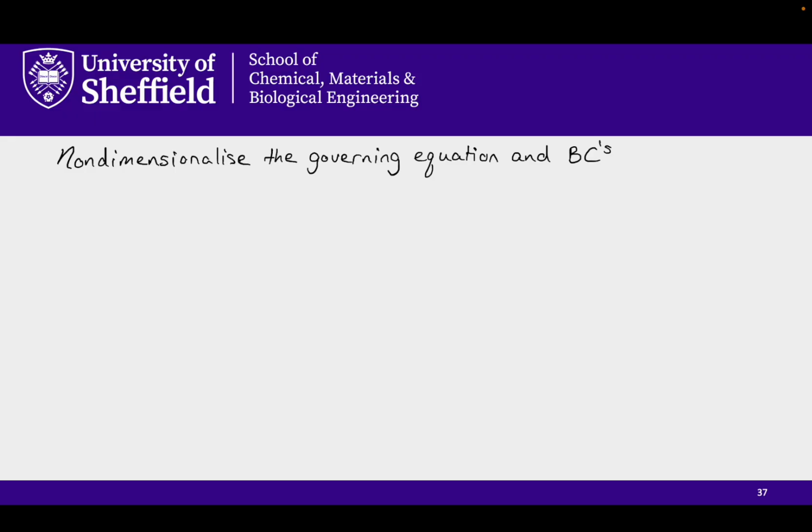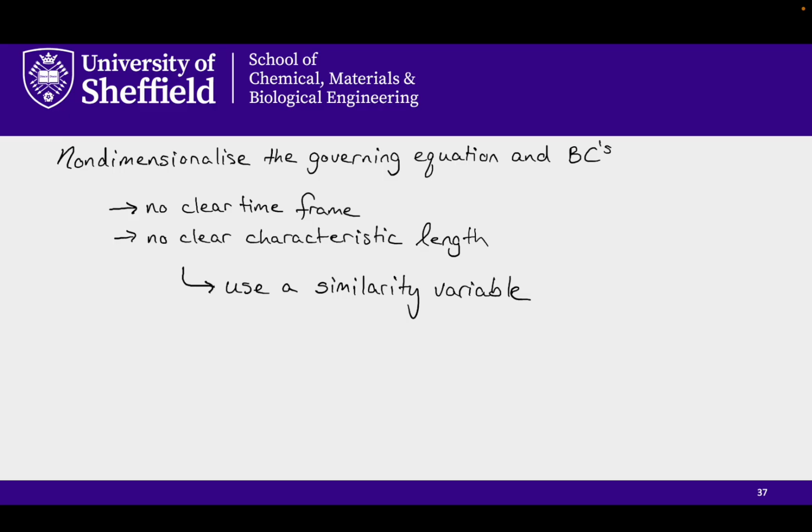Next, we need to non-dimensionalize the governing equation and the boundary conditions, except we don't really have a clear time frame, and there's not a clear characteristic length in this problem. And so those two characteristics indicate that we could consider a similarity variable. So we define our similarity variable as the spatial coordinate over some characteristic spatial length, but we don't really have a characteristic spatial length if we think that geometry is semi-infinite. So in this case, we're going to define that characteristic length as a combination of the diffusivity and time.